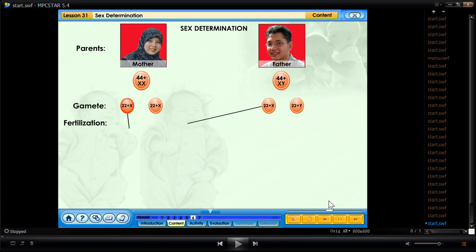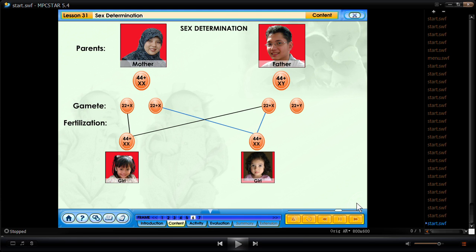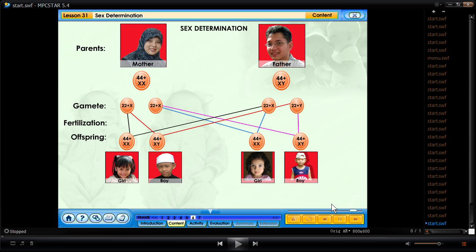The fertilization between the X chromosome of the female with the X chromosome of the male will produce XX chromosome. The embryo will develop to be a baby girl. The fertilization between the X chromosome of the female with the Y chromosome of the male will produce XY chromosome. The embryo will develop to be a baby boy. How much chance of having a baby boy or girl? There is a 50% chance of having either a baby boy or girl.